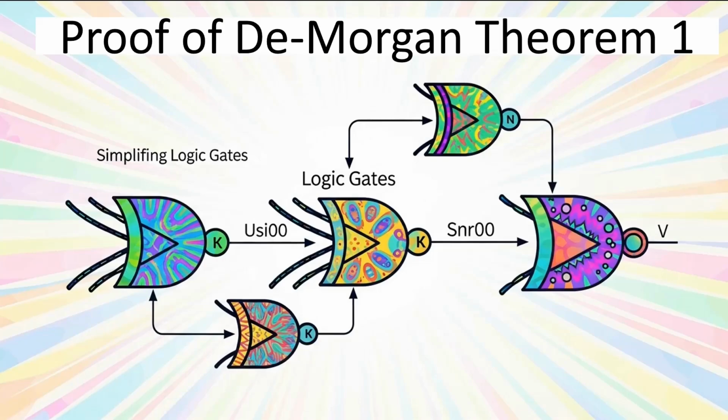In this video we are going to discuss the proof of De Morgan's Theorem 1. De Morgan's theorem is used in Boolean Algebra and it is very important to reduce Boolean expressions. And now without wasting much time, let us get started and see the proof of De Morgan's Theorem 1.